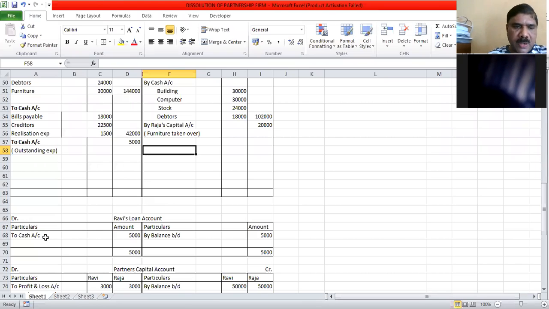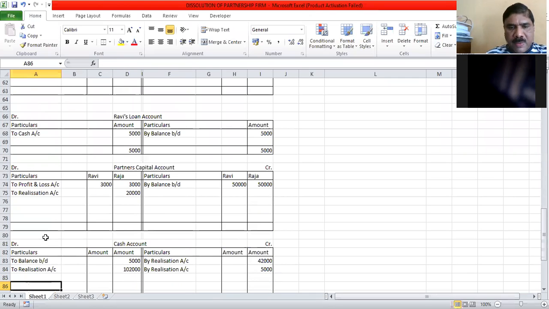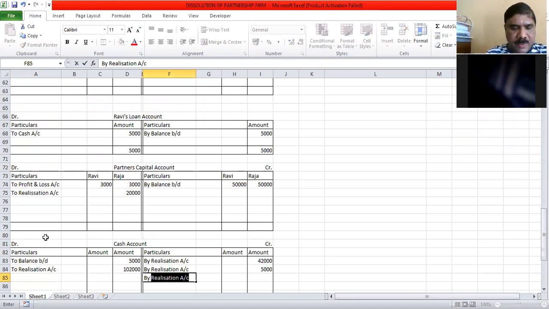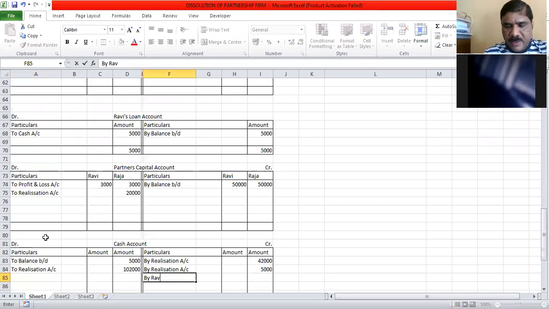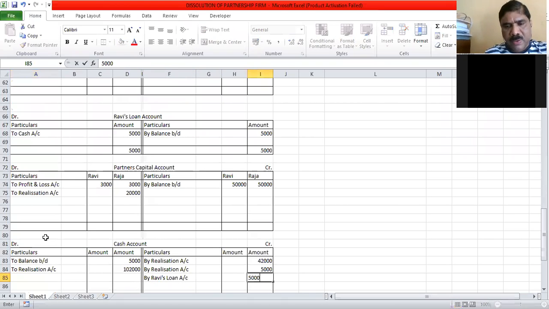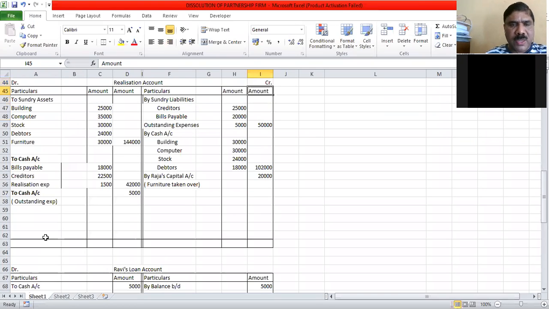Now this will go to which account? Cash account, credit side. By whose loan was it? Ravi's loan account. How much is paid? Ravi's loan account, 5,000. Hope you are clear. Understood?